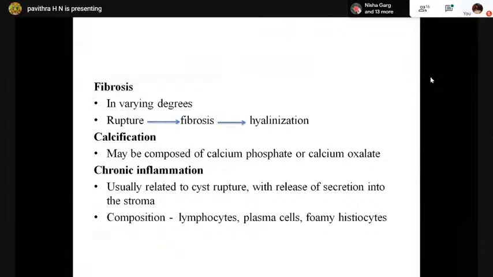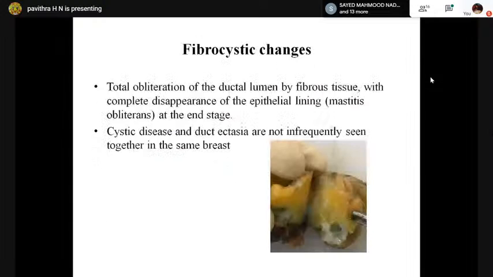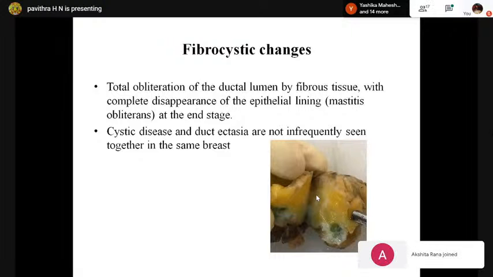The other one is chronic inflammation. As I said, when the cyst ruptures, the secretions are released into the stroma, and this will attract inflammatory infiltrates. This is just a gross picture to show some enlarged cysts which are visible grossly, and the rest of the breast parenchyma looks unremarkable. They can occur along with duct ectasia also, which we will be discussing in a while.